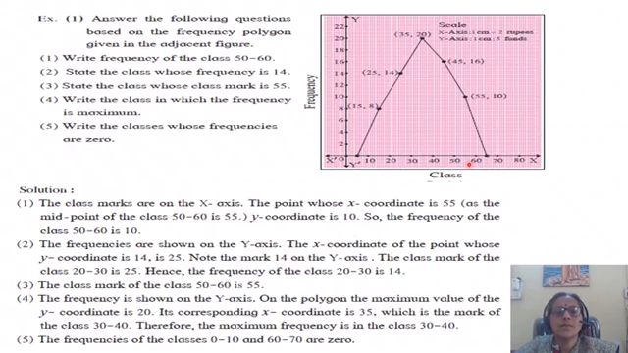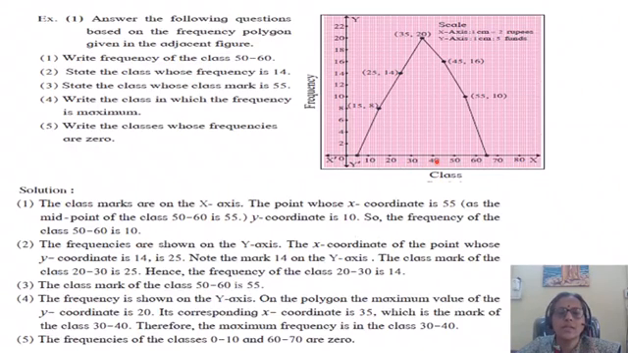Write the class in which the frequency is maximum. The frequency is shown on the y-axis on the polygon. The maximum value of the y-coordinate is 20. Its corresponding x-coordinate is 35, which is the class mark of the class 30 to 40. Therefore, the maximum frequency is in the class 30 to 40.